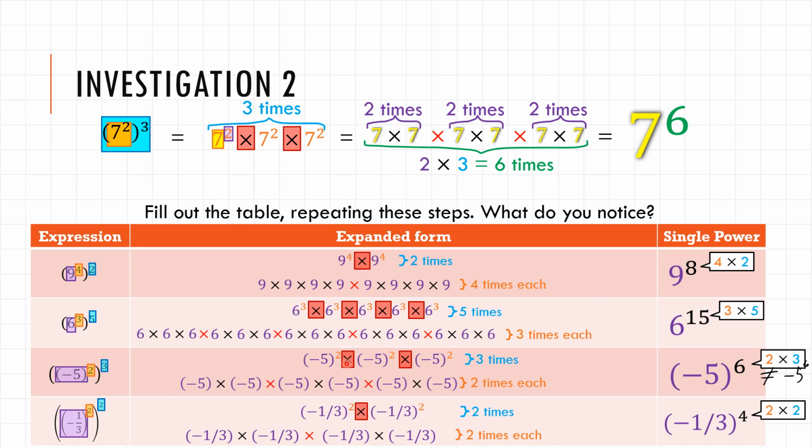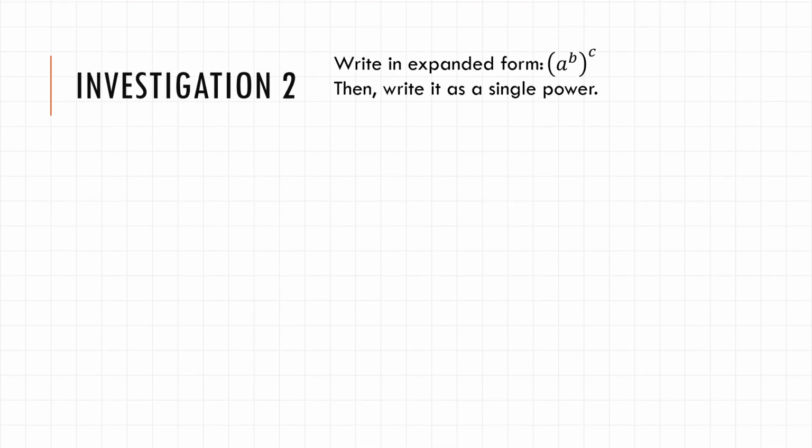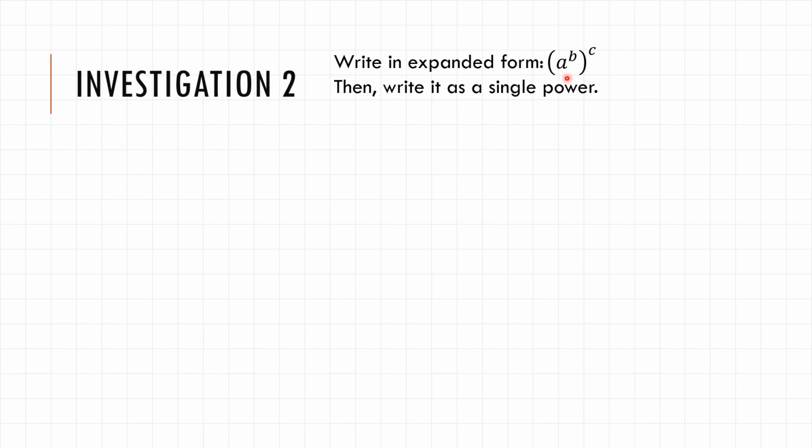So let's see if we can summarize this as a rule. Write this in its expanded form, a to the power of b, all to the power of c. And then can we write this as a single power?